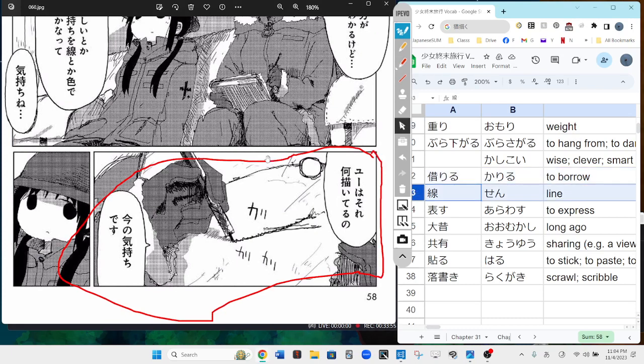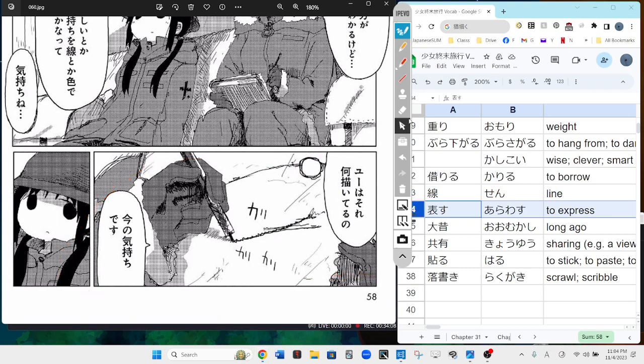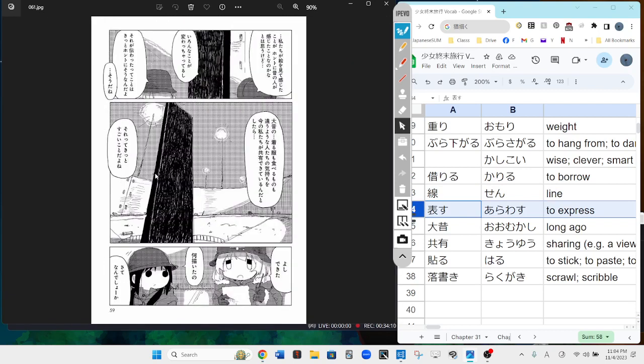Next two bubbles go to Cookie. Sore, nani kaiteru no? It's like, what are you drawing? Ima no kimochi desu. It's like, the feelings I have right now.